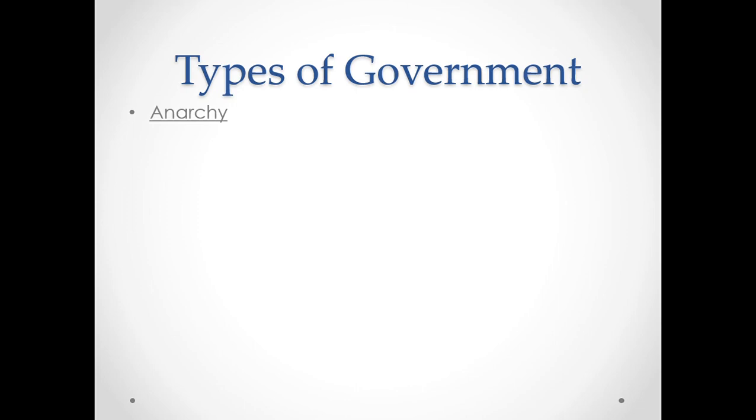And to start us off, we go with no government, which technically might not be a type of government because there is no government, but it is. So we call this thing anarchy. And the word anarchy breaks down into two things. An just meaning none or a lack of, and archy meaning government. So the word literally just means no government.